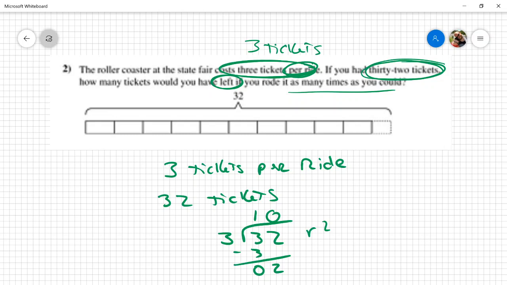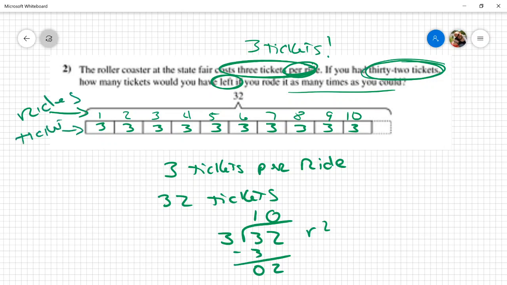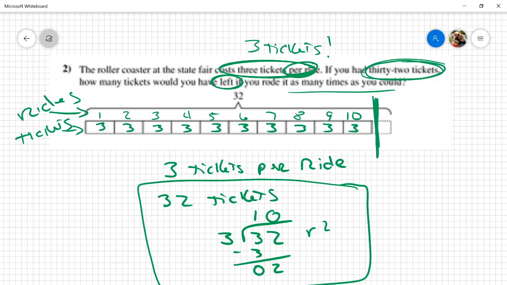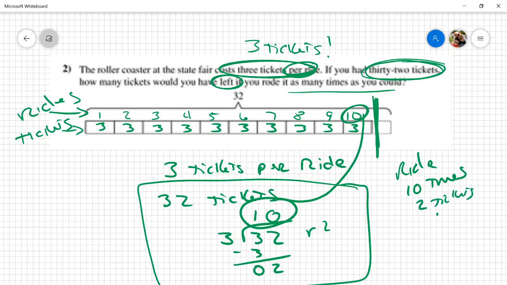So let's take a look. Now, the roller coaster at the state fair costs 3 tickets. So that's 3, 3, 3, 3, 3, 3, 3, 3, 3, 3. So this is 1 ride, 2 rides, 3 rides, 4 rides, 5 rides, 6, 7, 8, 9, 10. So they are my rides. These are my tickets. We already did the math down here. So I can ride it 10 times. This 10 is the same as this 10. But I'm going to have 2 tickets left.